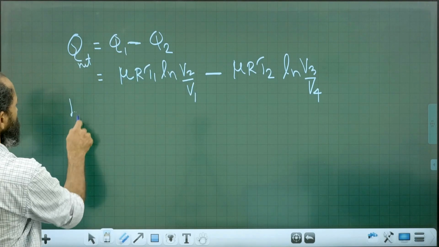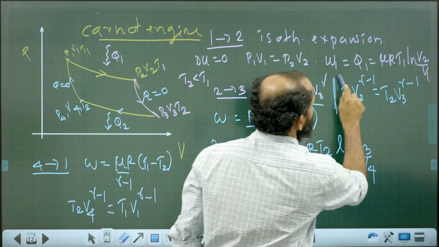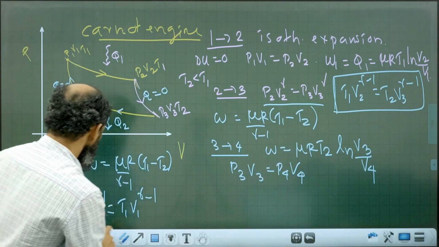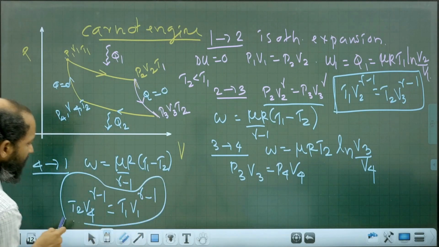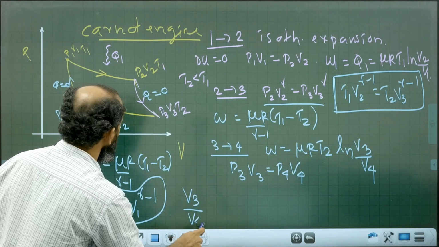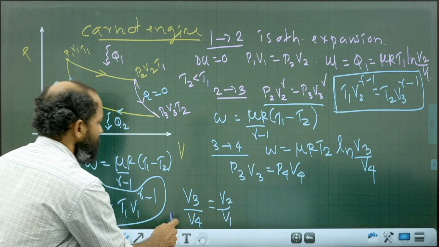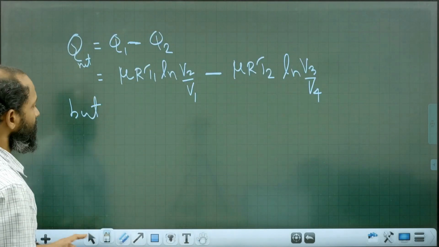From the equations of state, you can take the ratio of these two equations. From that, you can easily say that V3 by V4 is equal to V2 by V1. That result is also important. That may also be asked.